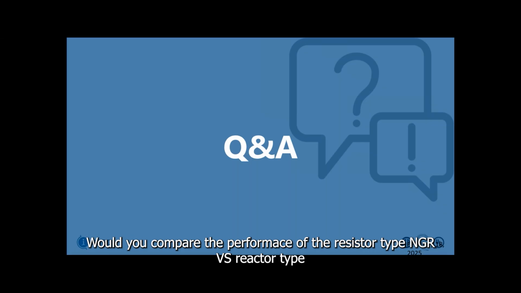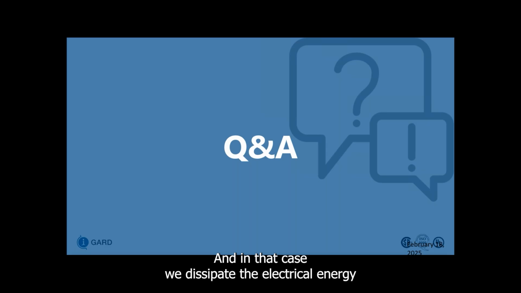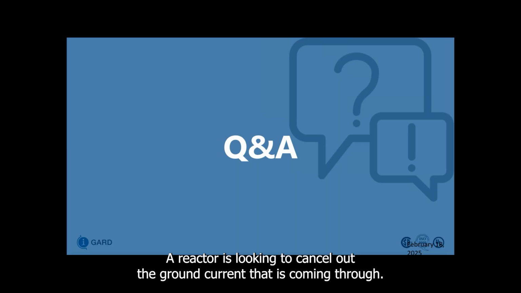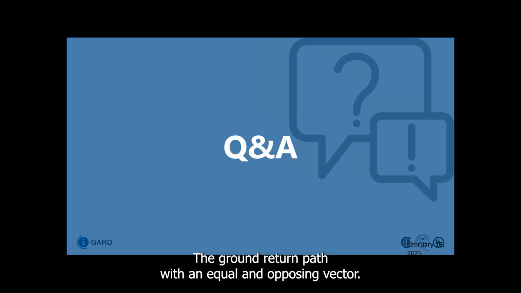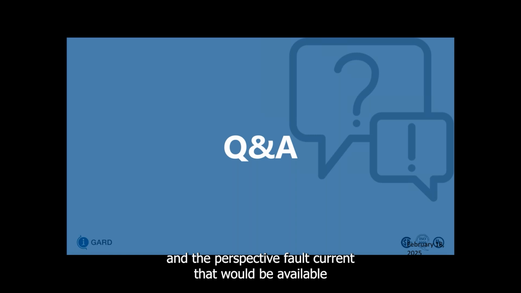Would you compare the performance of the resistor type NGR versus reactor type? Okay, so for a resistor, the resistor is looking to limit fault current to a specific value, and in that case, we dissipate the electrical energy into thermal energy. A reactor, with respect to that, is looking to cancel out the ground current that is coming through the ground return path with an equal and opposing vector.